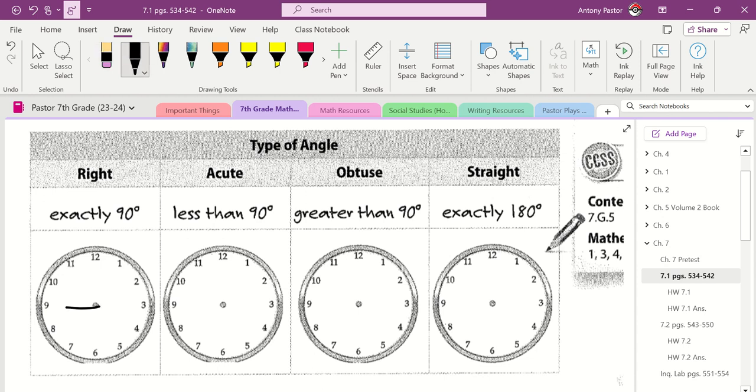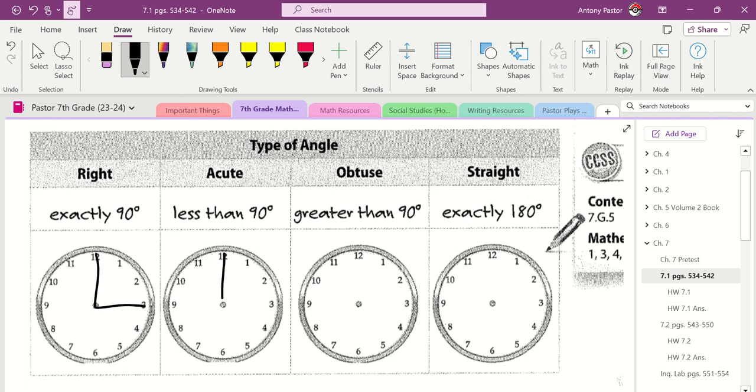9 and 6. Okay. If one's pointing at 9 and one's pointing at 6, that's another 90-degree angle. Anybody else have a different one? 3 and 6. Okay, I can do 3 and 6. 90-degree angle. So for this one, we're going to go ahead and keep it at 3 o'clock. That's a 90-degree angle. Now, an acute angle is less than 90 degrees.